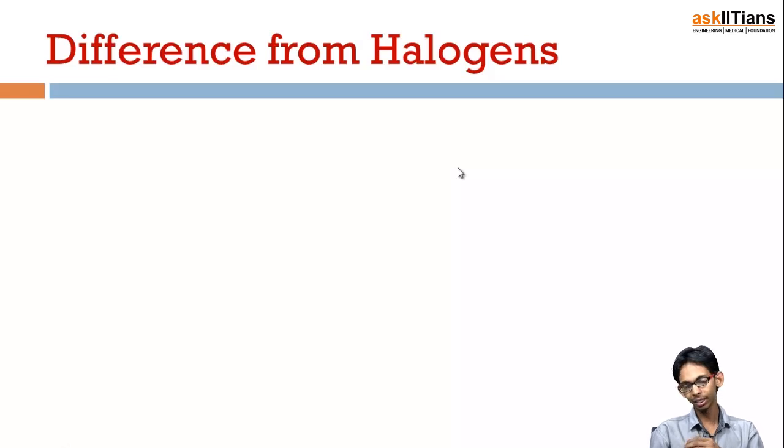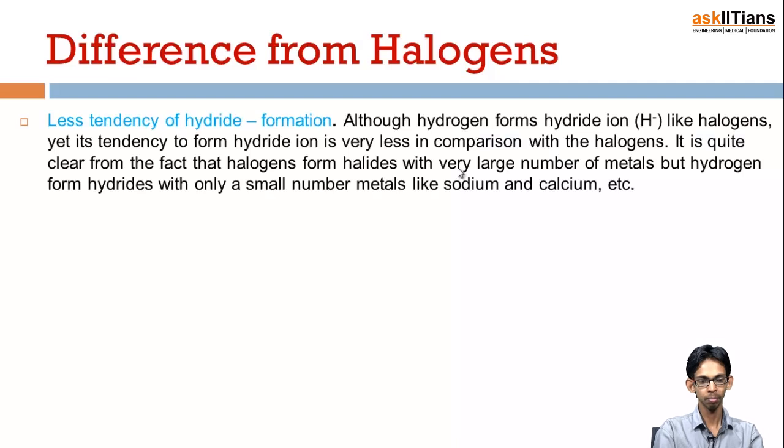We have discussed first of all the similarity between alkali metals and hydrogen. Then we have discussed the difference between alkali metals and hydrogen. Then we have discussed how hydrogen is similar to halogens. Now we will see how hydrogen is different from halogens.